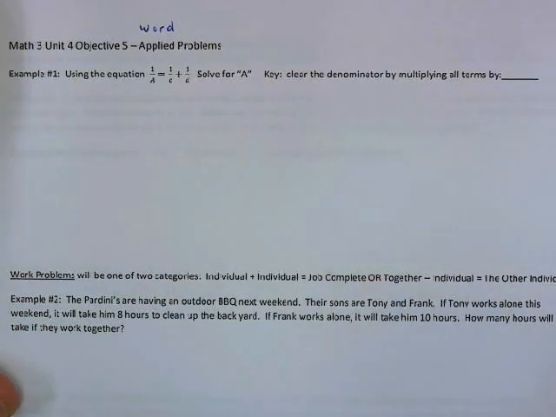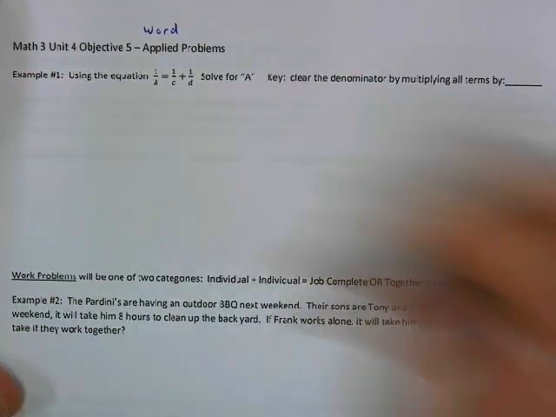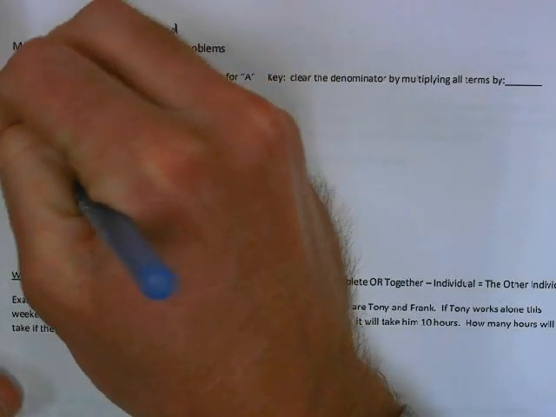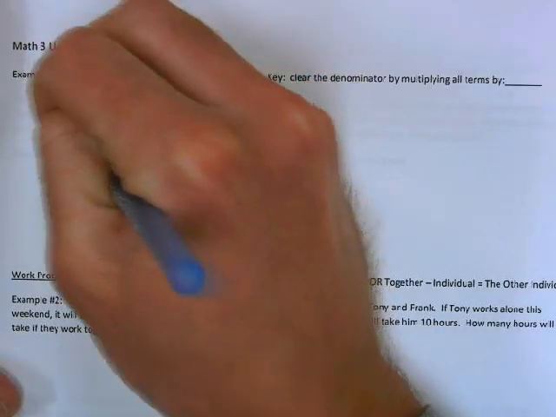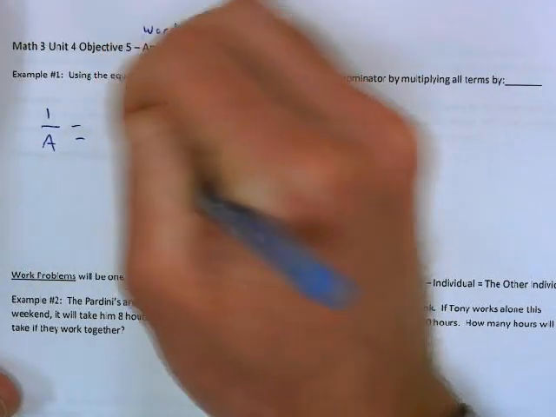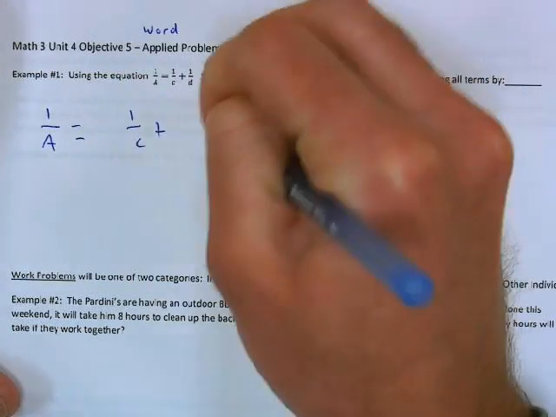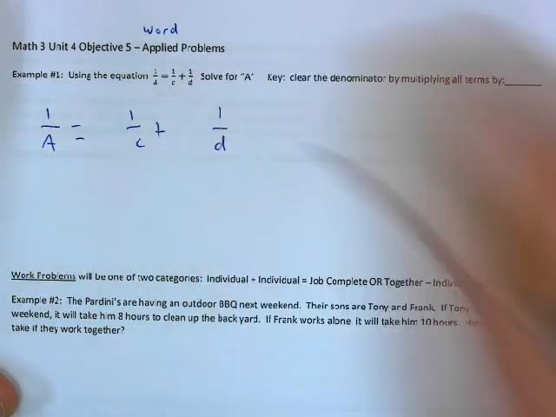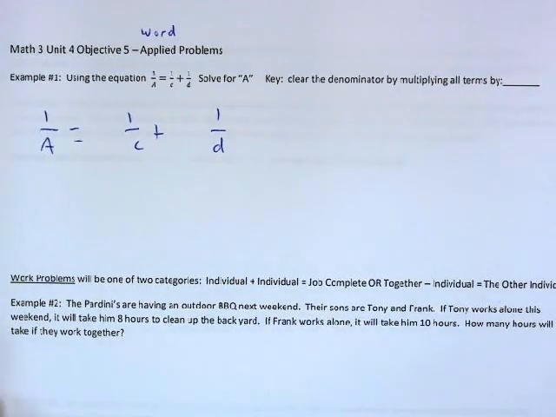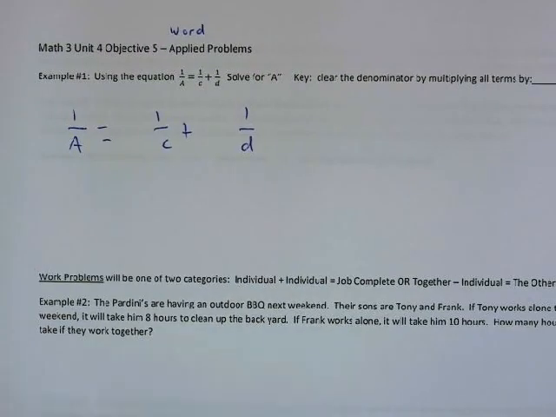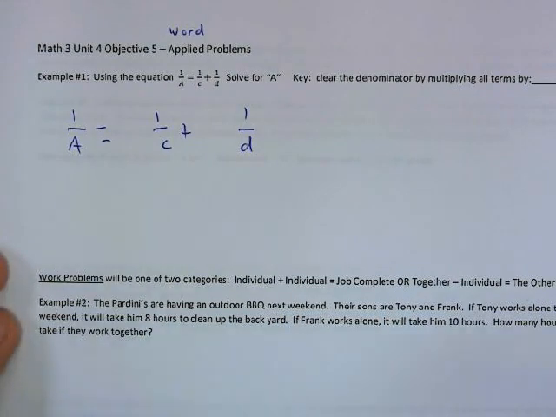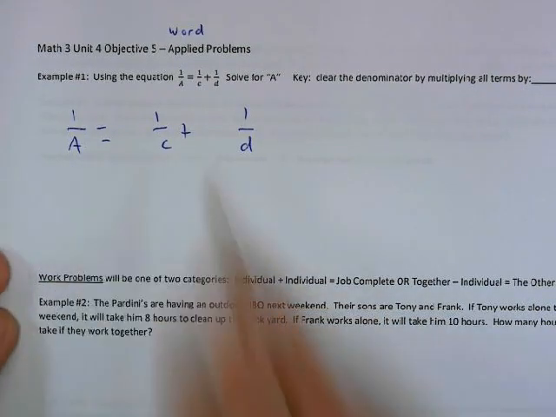If we want to solve example number 1, which I'm going to rewrite, we've got 1 over a equals 1 over c plus 1 over d. There's our equation. I've got it spread out on purpose. If we want to solve for a, how do we do that? The first thing we need to do is get a out of the denominator. I don't want to solve for 1 over a. It's already got 1 over a by itself. I want to get just a by itself. So I want to multiply everything by a to get a out of the denominator.